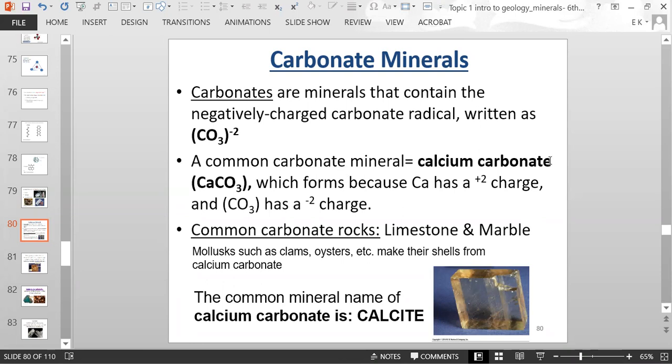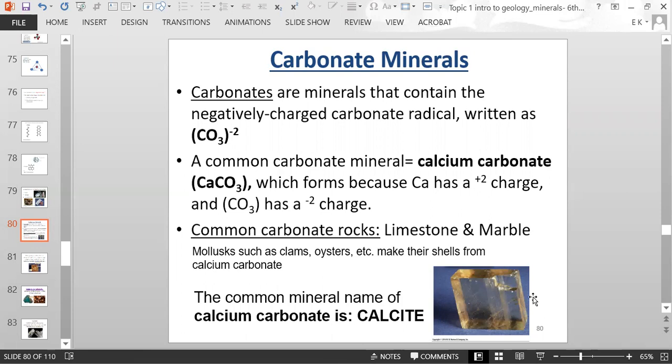So calcium carbonate is a common carbonate mineral. Common carbonate rocks include things like limestone and marble. And then mollusks, such as clams and oysters, make their shells from calcium carbonate. The common mineral name of calcium carbonate is calcite.